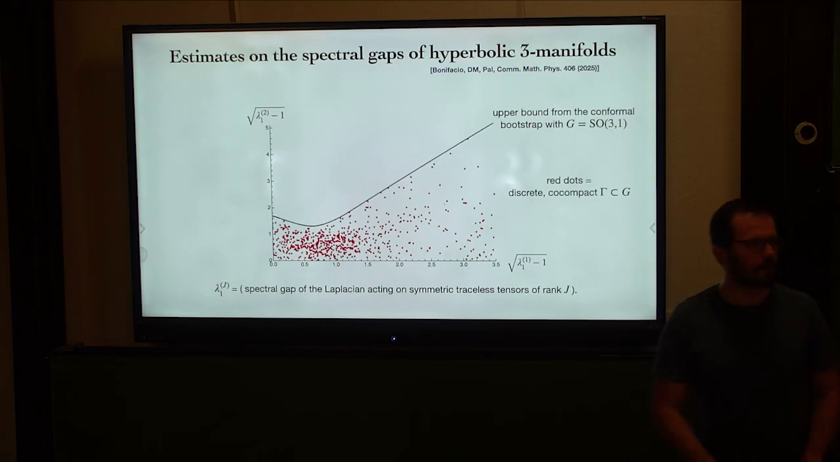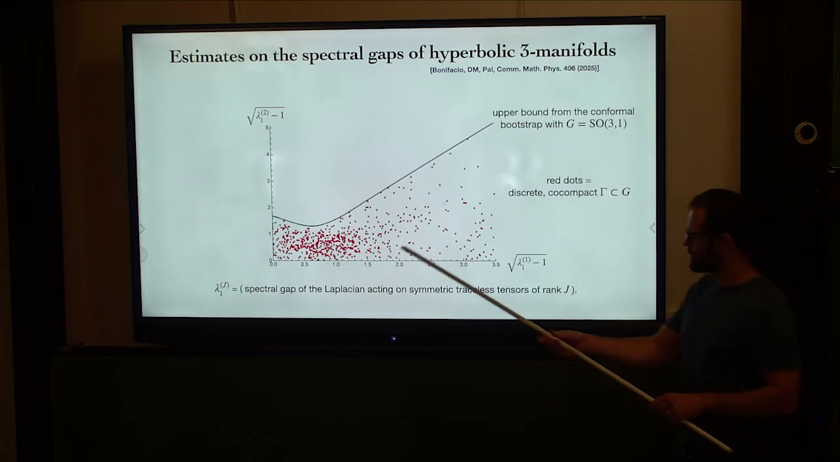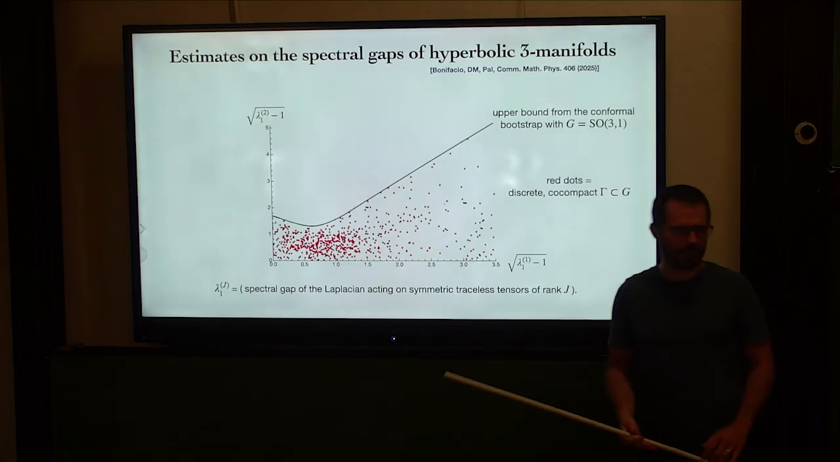Sorry, is there a meaning to the minimum of this curve? Not really, not that I'm aware of. The curve is a result of some computation, and ultimately, because you need to optimize in some infinite dimensional space, this curve is a result of this optimization. So I don't think there is any particularly nice formula for the curve.